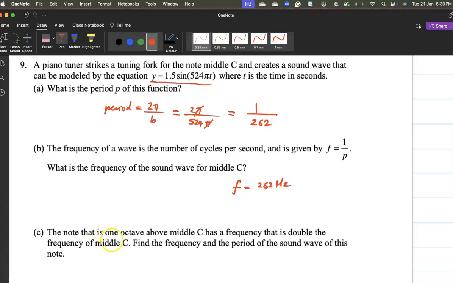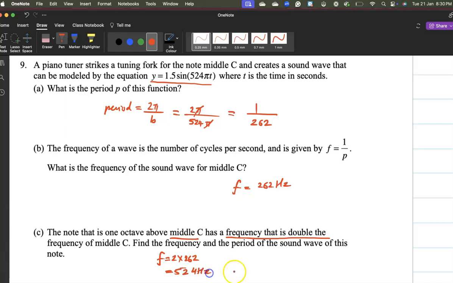The note that is 1 octave above middle C has a frequency double. The middle C has this frequency, so 1 octave above has double the frequency. So what will the frequency of that be? 2 into double. 2 2s are 4, 6 2s are 12, 524 hertz.